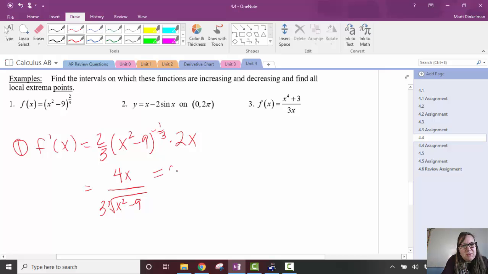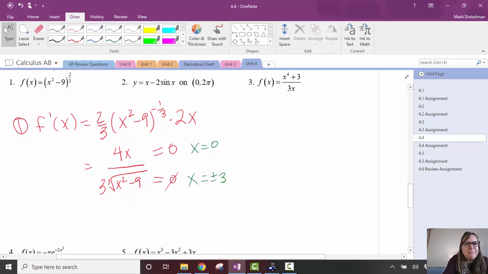So sometimes with these rational ones, I like to just figure out where the top is equal to 0 and the bottom, because if the bottom is 0, it really means we have an undefined function. So here we're going to have an x equals 0, and then here a plus or minus 3 is a problem. So we're going to include all of those on our number line, all the critical numbers.